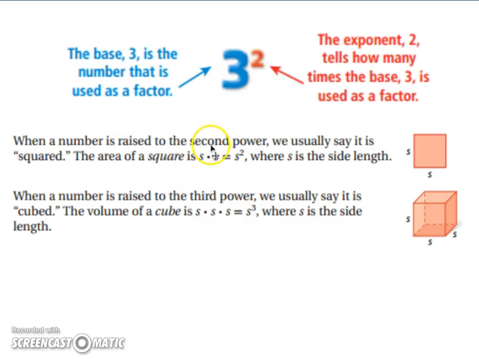When a number is raised to the second power, we usually say it is squared. The area of a square is s times s, so side times side, which is the same as s squared. When a number is raised to the third power, we usually say it is cubed. The volume of a cube is s times s times s, so s cubed.